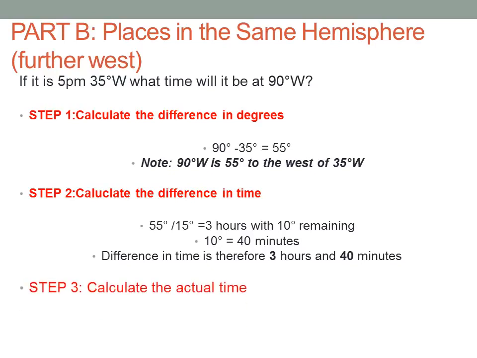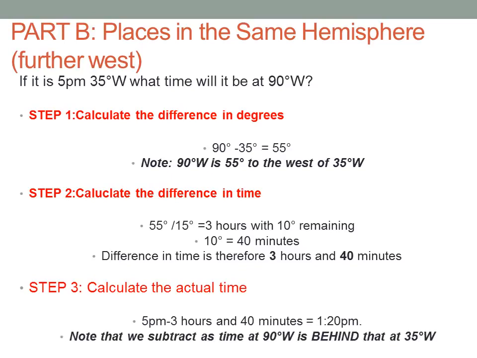Step 3, we're going to calculate the actual time. 5 p.m. minus 3 hours and 40 minutes will give us 1:20 p.m. Note that we subtract as the time at 90 degrees west is behind that at 35 degrees west.